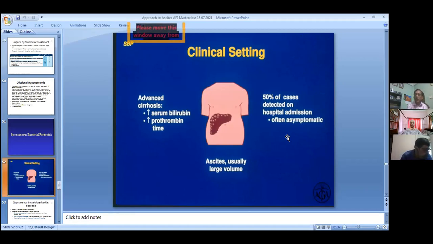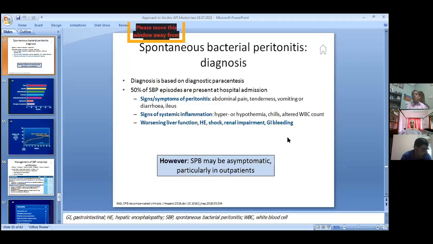And usually the ascites is large volume. So what is the diagnosis? Diagnosis is the absolute neutrophil count that is more than 250. Because I mentioned earlier, the culture positivity is very low. So when you are doing diagnostic paracentesis, you should go for the absolute polymorphonuclear leukocyte count, and the diagnostic criterion is more than 250 per ml of fluid.